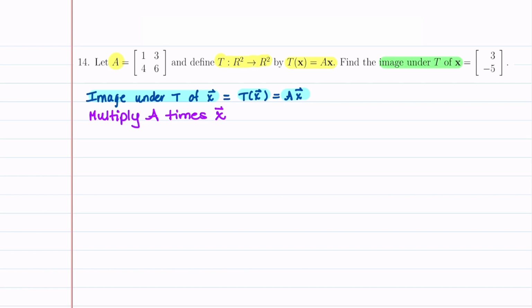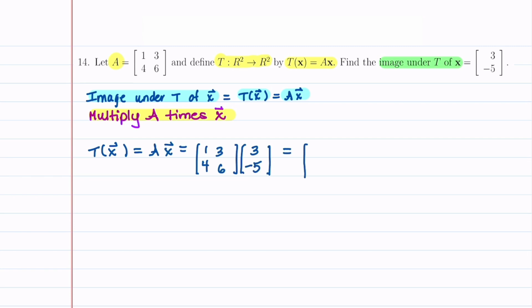So what we're going to need to do is find T of X, and we're going to multiply A times X. Let's go ahead and do that. Our T of X is equal to A times X. Our matrix A from above is [1, 4; 3, 6]. And then we multiply this by our vector X that we're given, (3, -5).